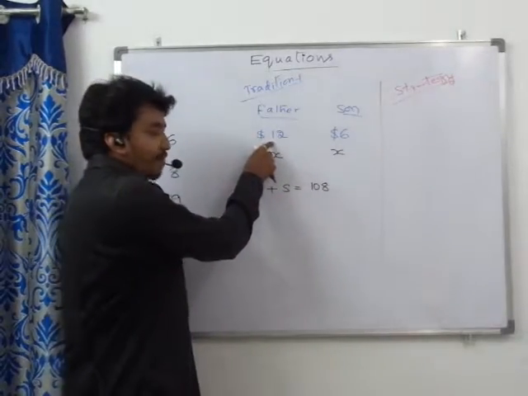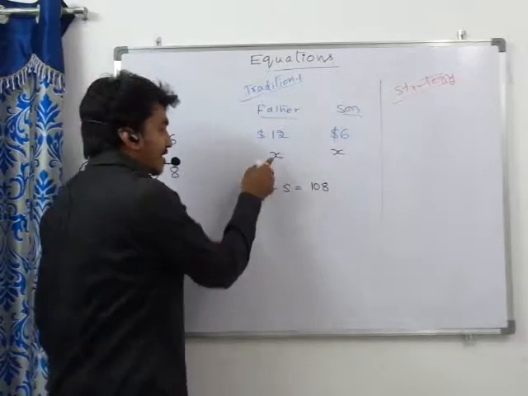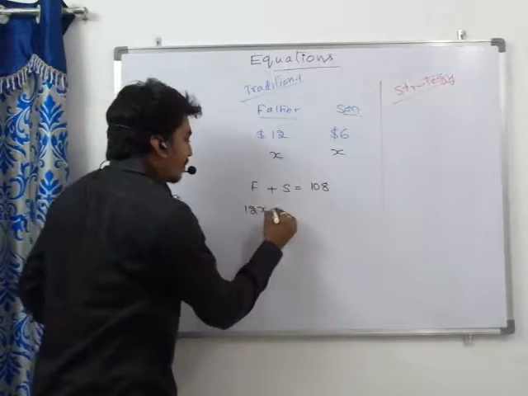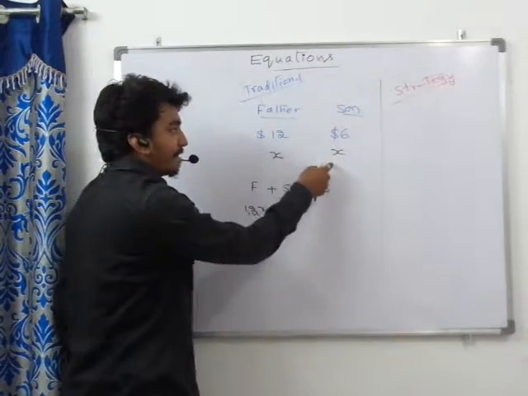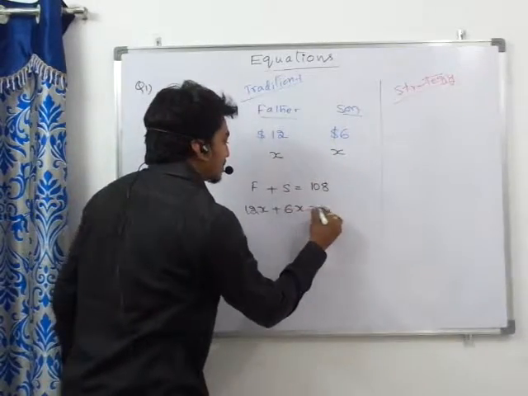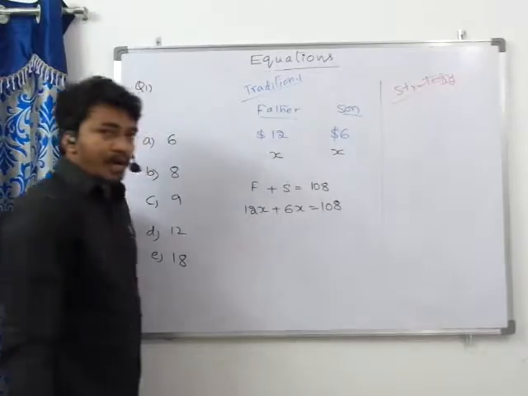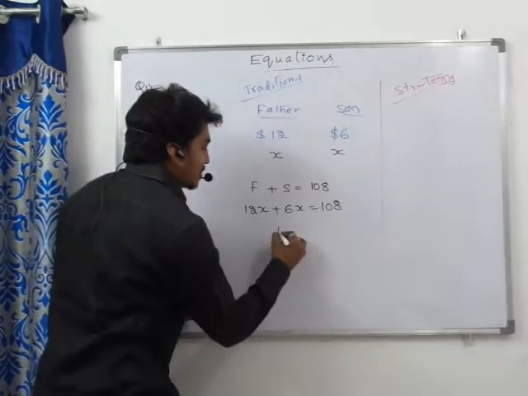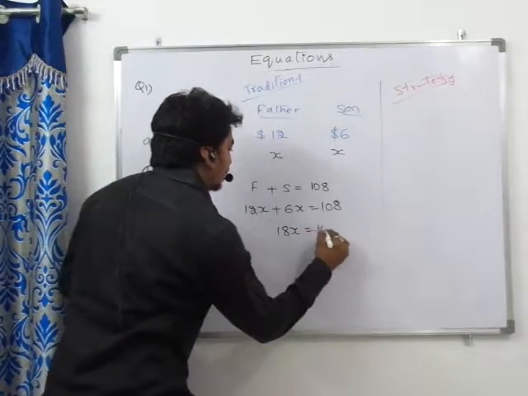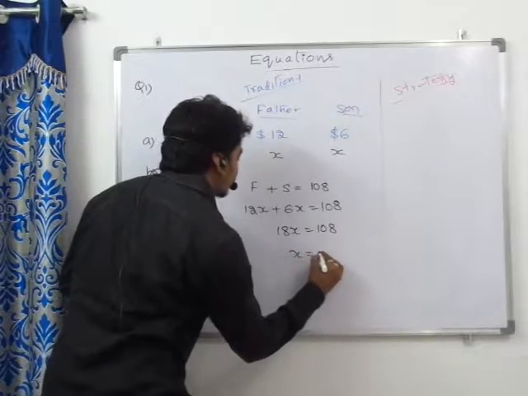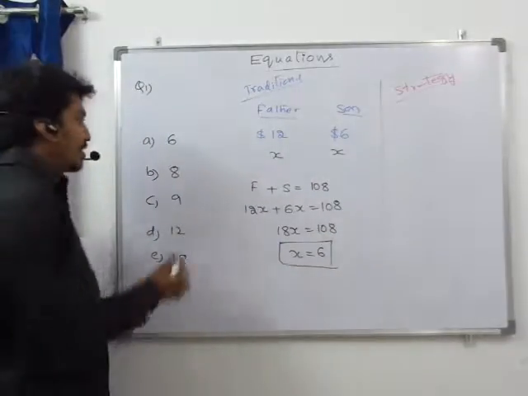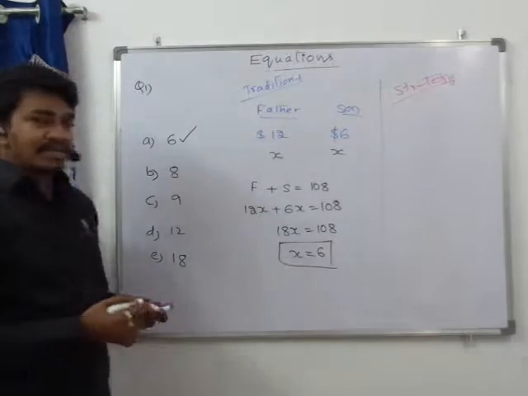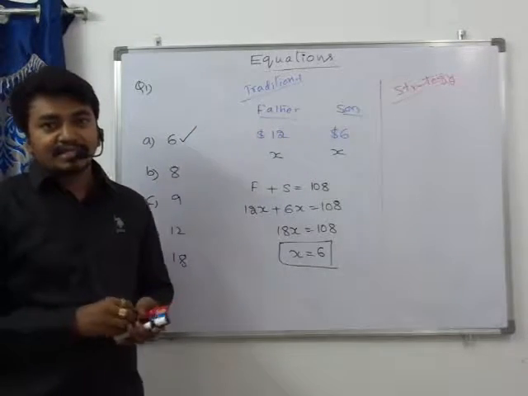For each hour, father will charge $12. For X hours, he will charge 12X. For each hour, son will charge $6. For X hours, he will charge 6X. This is totally 108. So 12X plus 6X is 18X, which is 108. What is X now? X is 6. 18 sixes are 108. So each of them is working for how many hours, guys? They are working for 6 hours.